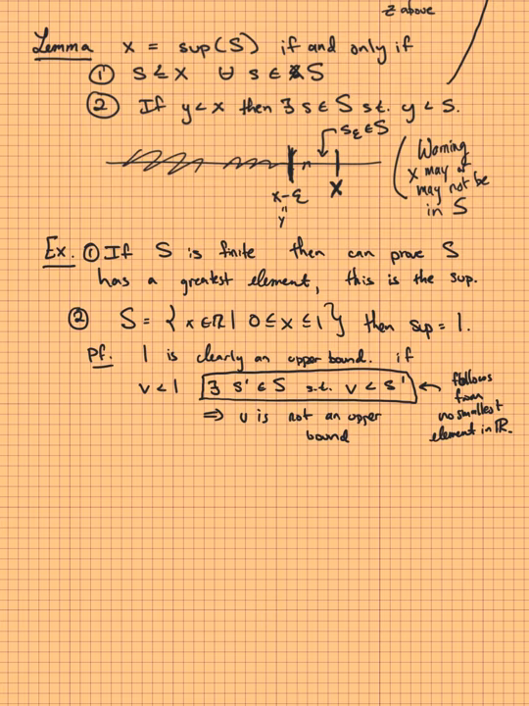So therefore, 1 is the sup. And the same argument works if I just look at the elements which are strictly less than 1 and greater than 0. The same argument shows that the sup is 1. So there's an example where the sup is not necessarily contained in the set.